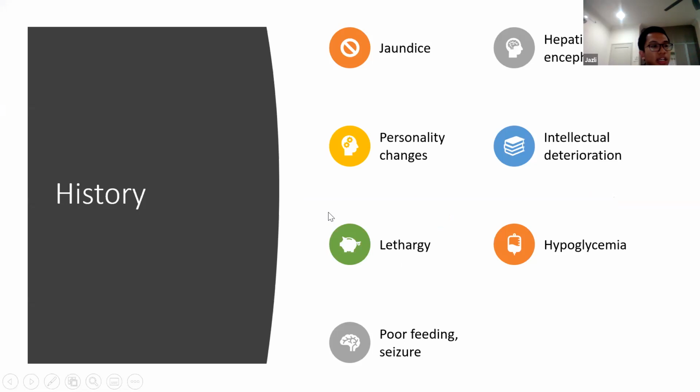Okay, history-wise, how do we approach such cases of liver failure? We have to look for evidence of jaundice. We have to look for evidence of personality changes because of hepatic encephalopathy. The patient could also have lethargy and poor feeding. The poor feeding could be evidenced by poor sucking or interrupted feeding. This could also be a vague suggestion of acute liver failure. Okay, hepatic encephalopathy, intellectual deterioration, and hypoglycemia. These are all of the conditions we have to consider.